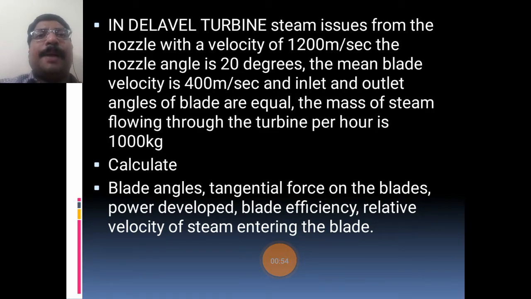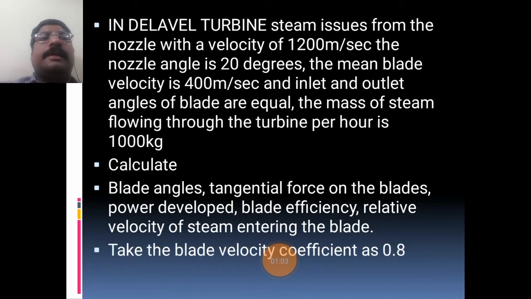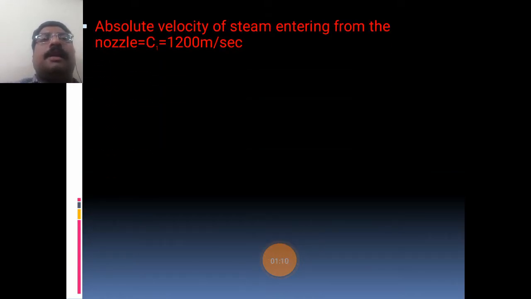The De Laval turbine is known as the simple impulse turbine. De Laval turbine is nothing but a simple impulse turbine. Here the blade velocity coefficient is taken as 0.8. Now let us study the data given.